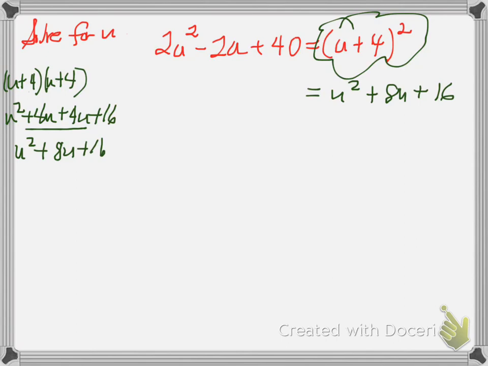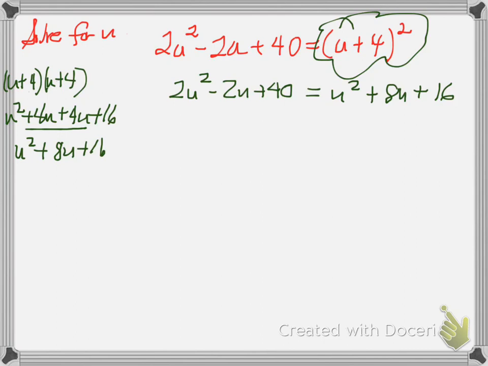Now, your left-hand side, I haven't done anything with. That's still 2u squared minus 2u plus 40. You'll notice that this is a quadratic equation because it has a power of 2. So when we have those quadratic equations, you're supposed to make it equal to 0. Now, the Alex explanation showed you a little differently, but I like it like this better.